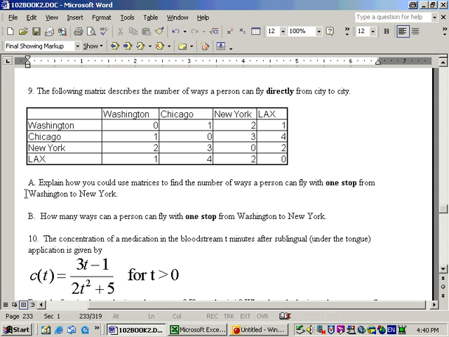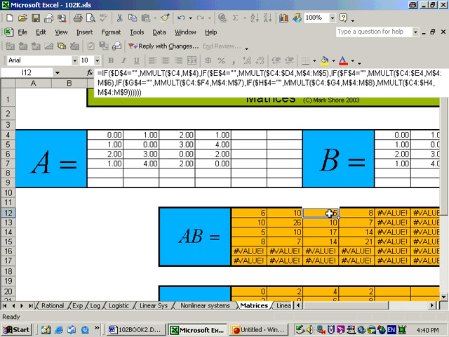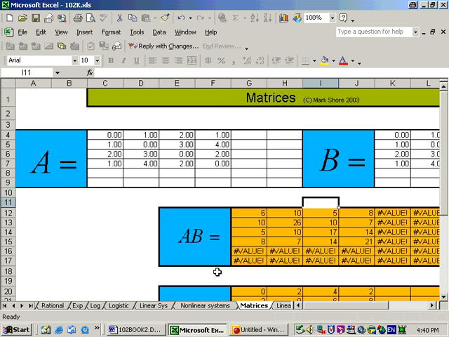Specifically, we want to find out Washington to New York, so we need to square this matrix and find the value that's in the first row, third column, because that's Washington to New York. First row, third column after we square the matrix. So go to your matrix page, put in your values here, and copy and paste them here, or just retype them here. And the first row, third column is 5. So that's the number of ways that you can go from Washington to New York right here, 5.